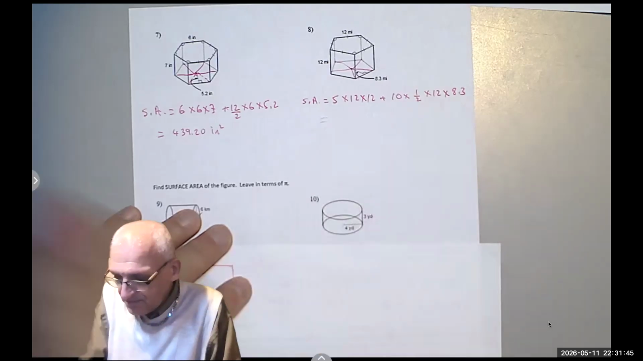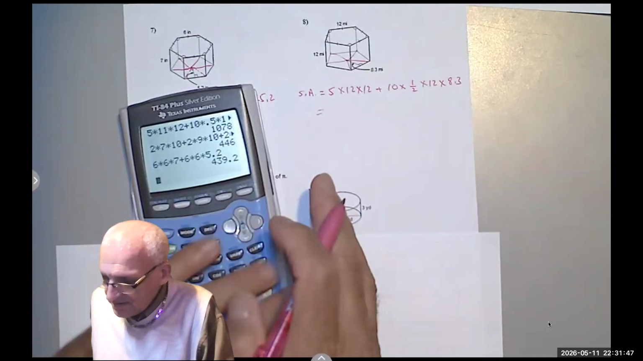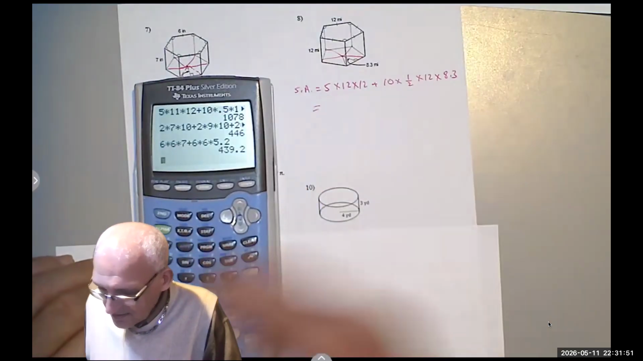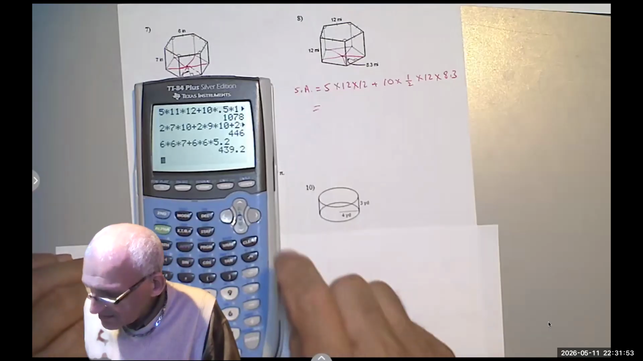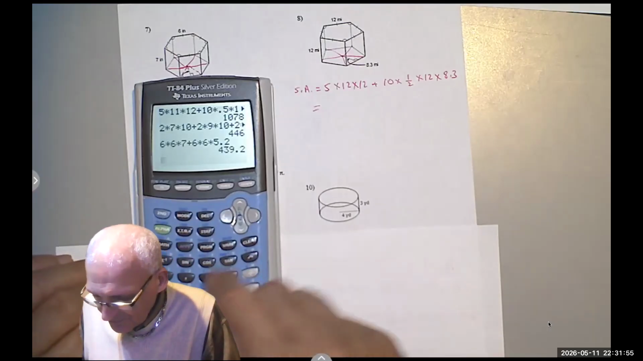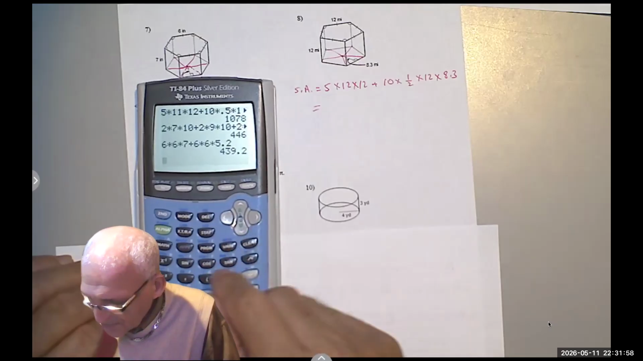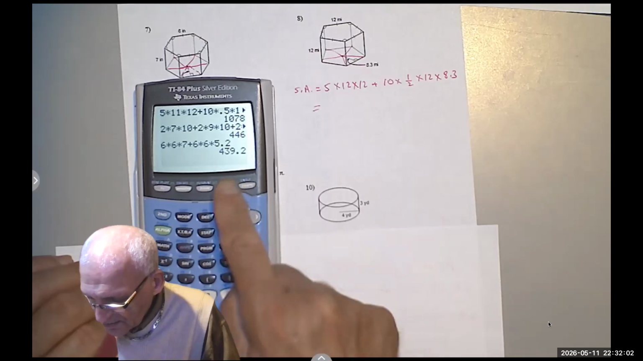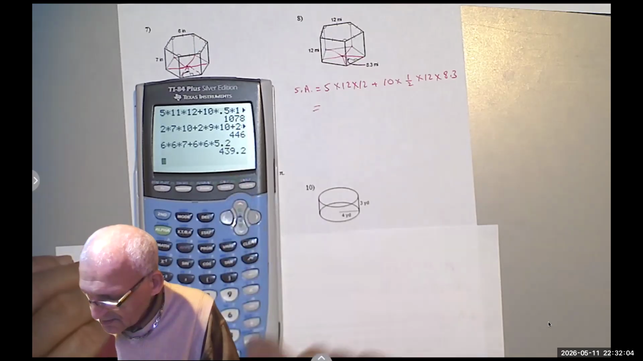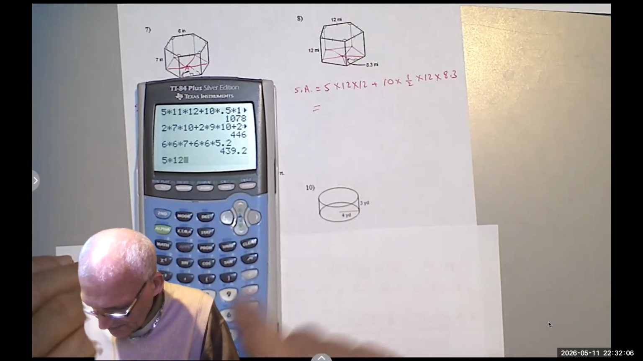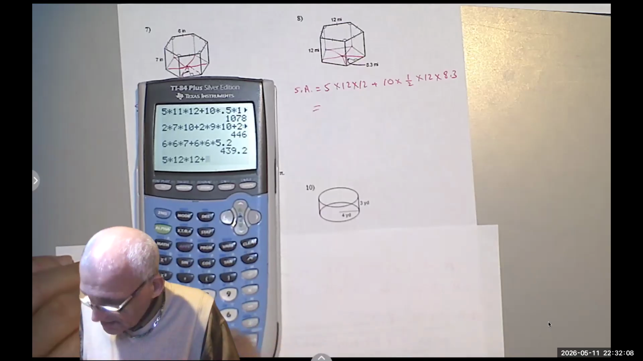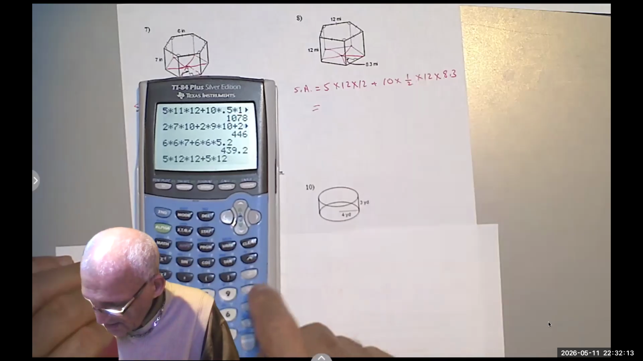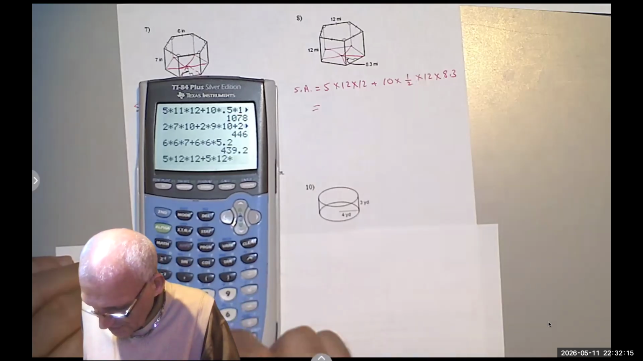So equals, we get our calculator. You get 720 and 60 times 8.3, which is 490.2 something, 694, I don't know. 5 times 12 times 12 plus 10 times 1/2 is 5 times 12, 60. So 492, right?